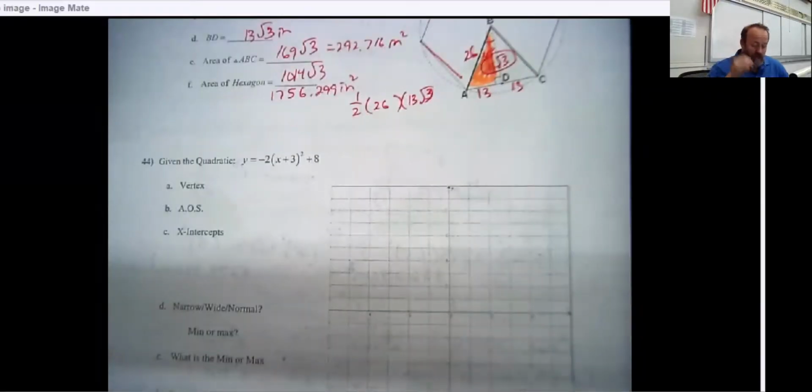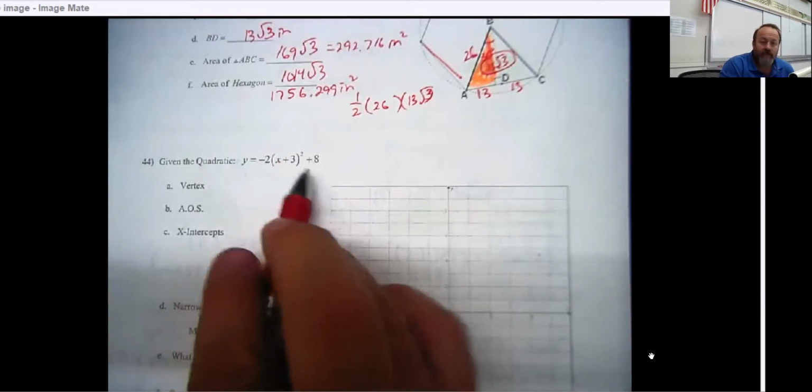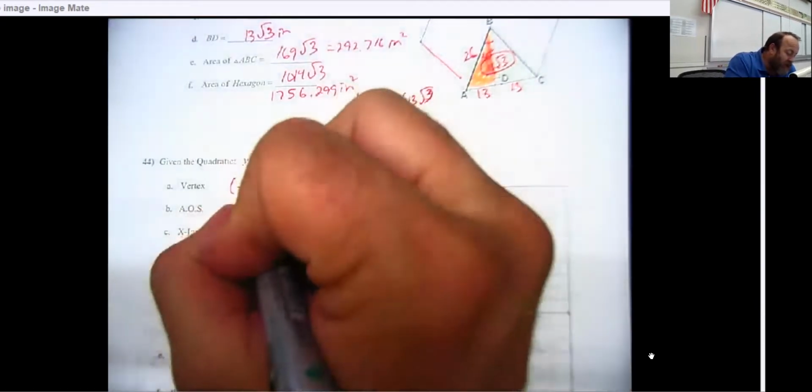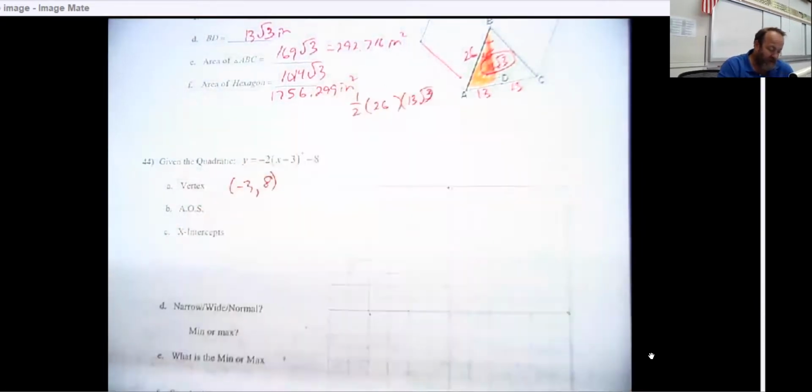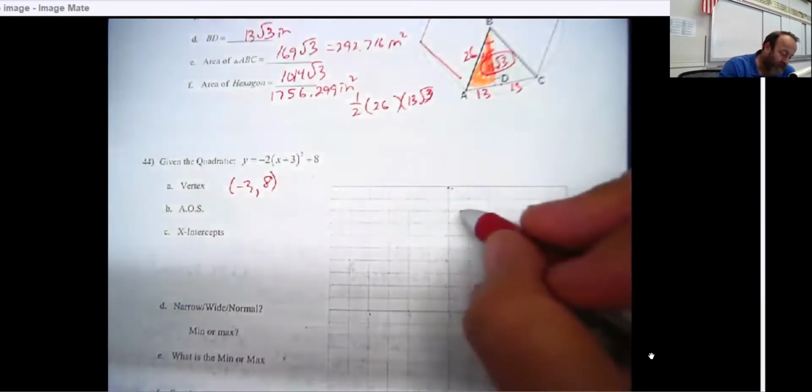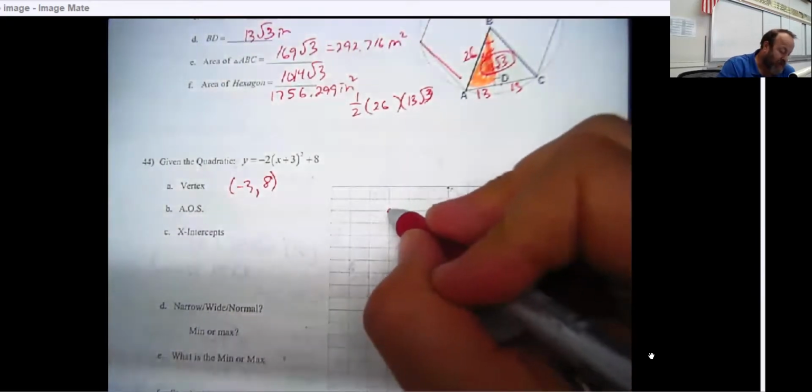All right, the last leg of the marathon coming at you here. Let's see what we got. So now we're going to graph one of these things and do a whole lot of pieces of information. First, let's identify the vertex, which was actually addressed in one of our earlier videos. That would be at -3, 8 right here.